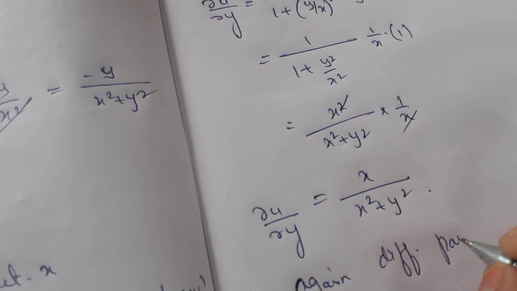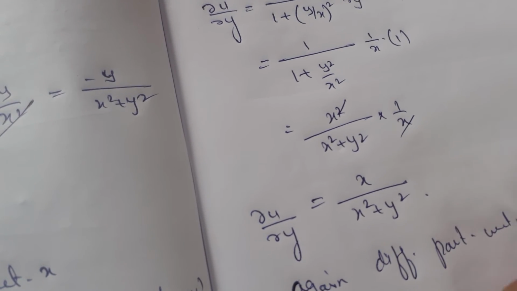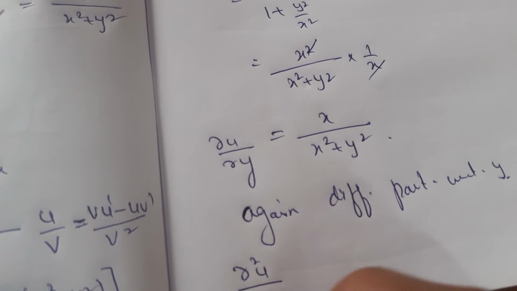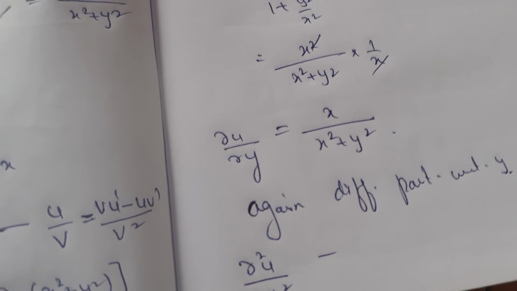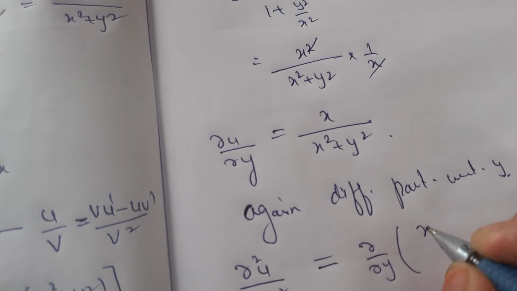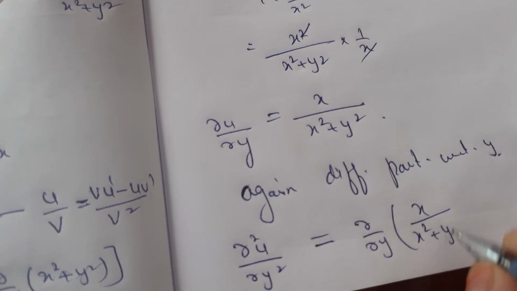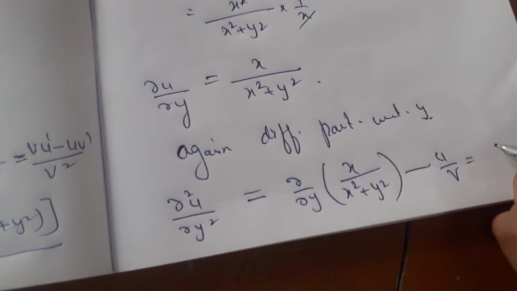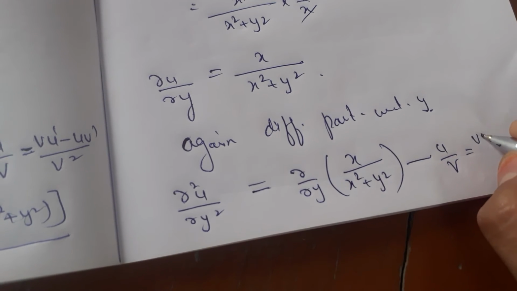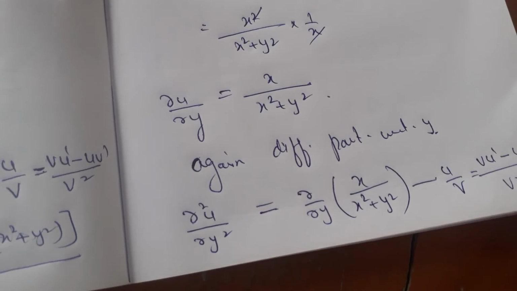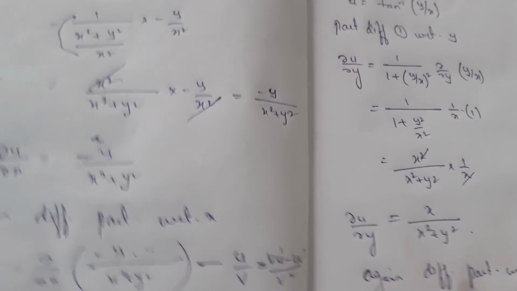Again differentiating partially with respect to y. So it will give you dou square u by dou y square is equal to dou by dou y of x by x square plus y square. It is in the form of u by v rule. So again we have to use the same formula, (v u dash minus u v dash) by v square. The same formula we have to use here. So let us use this formula.